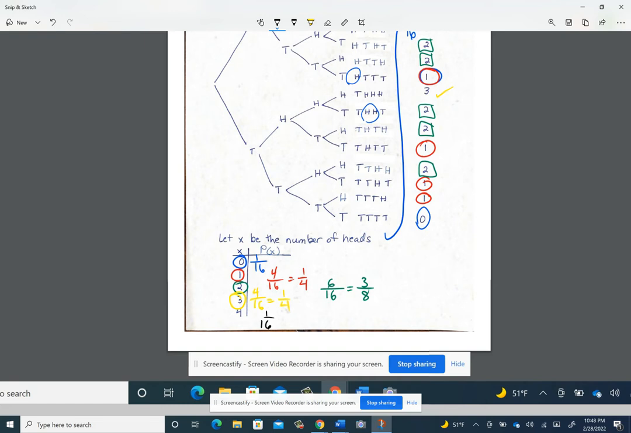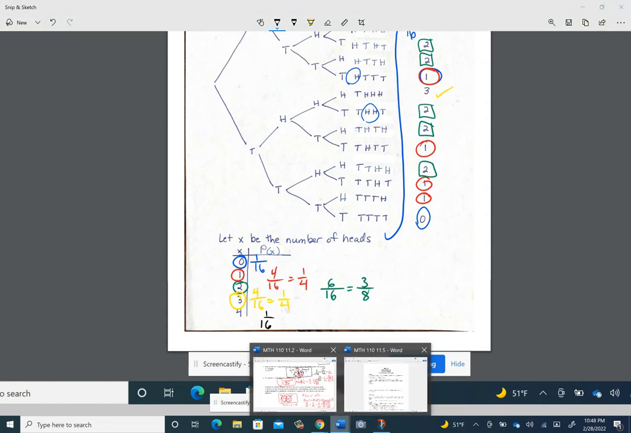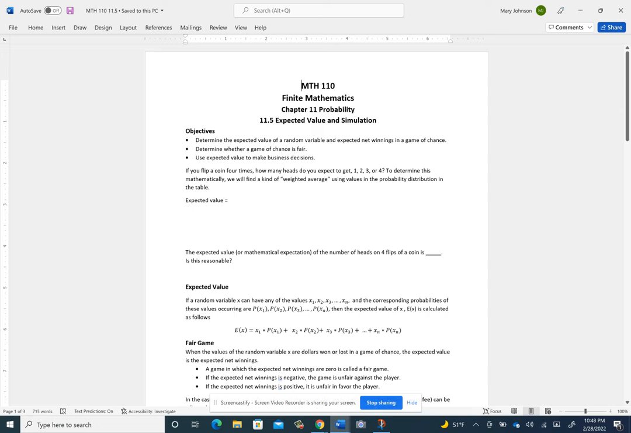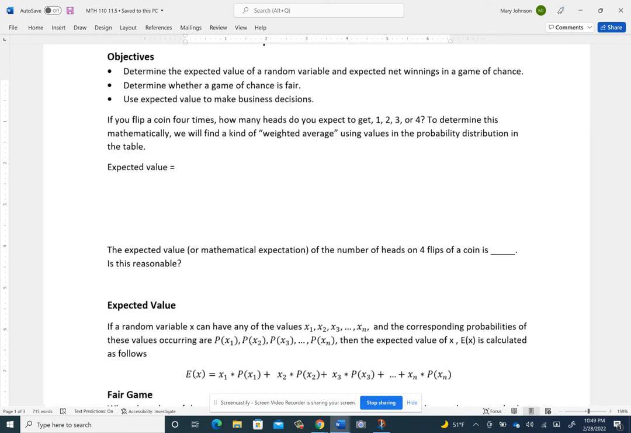All right. So we're going to use this in just a minute to talk a little bit about something called expected value. So let me get that sheet pulled up so you can look at it. You should have this, by the way, printed from Canvas so that you can write on it as we talk through it. Okay. All right. So let's take a look.